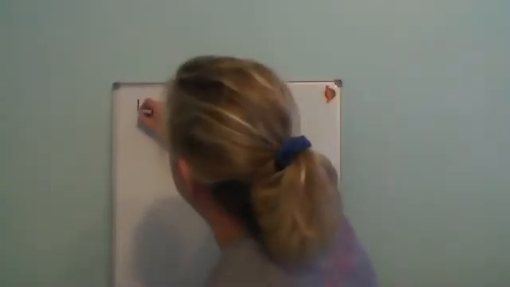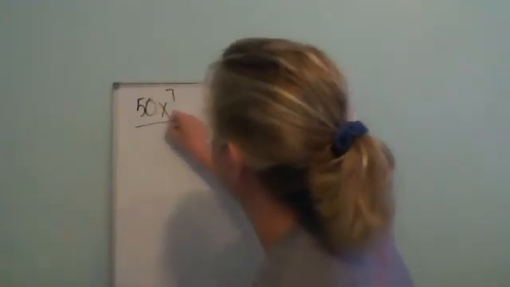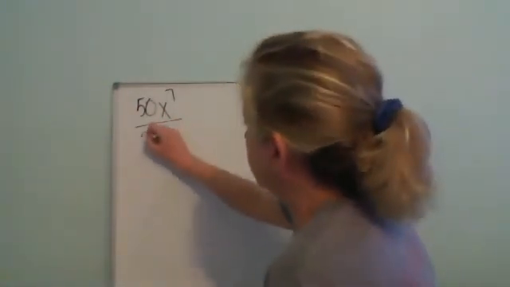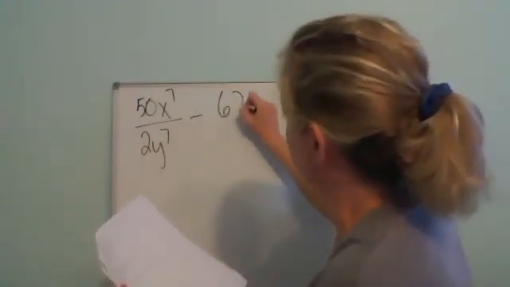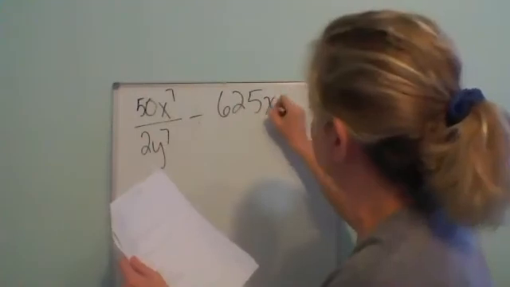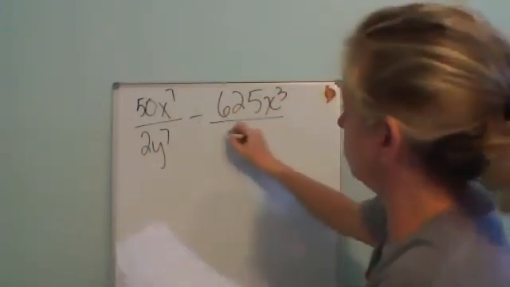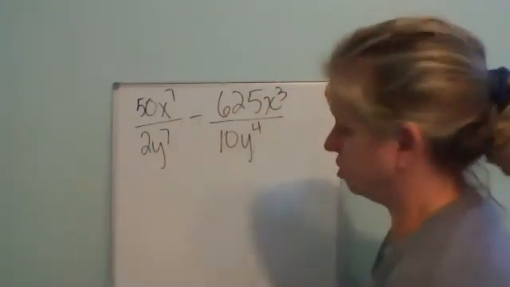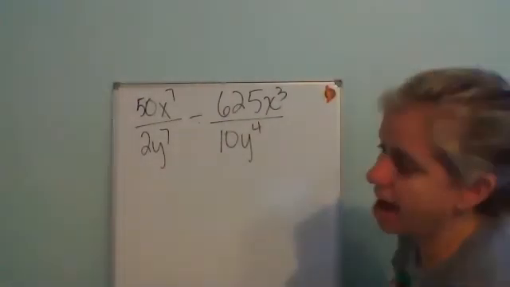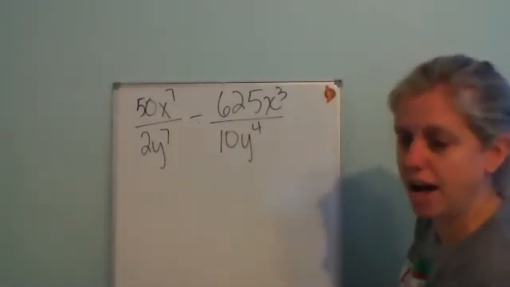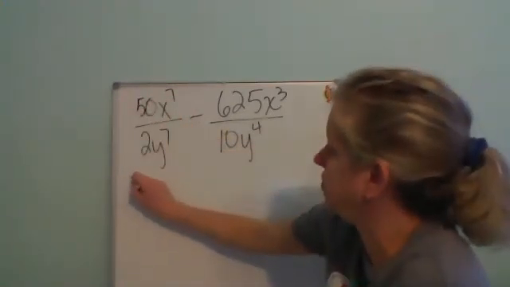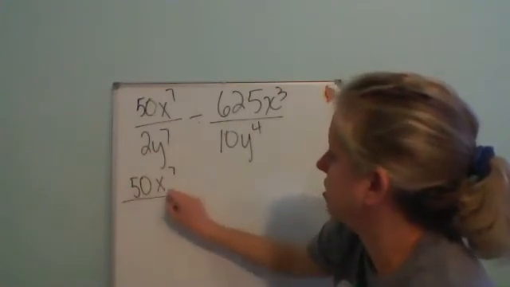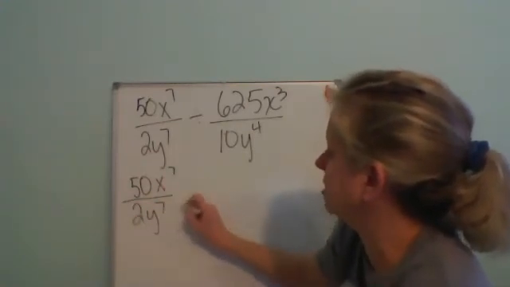All right, number 10, you've got 50x to the 7th over 2y to the 7th. This time it's divided by 625x to the 3rd over 10y to the 4th. So again, divide actually means to multiply by the reciprocal. So I'm going to keep my first fraction exactly as it is. So 50x to the 7th over 2y to the 7th.